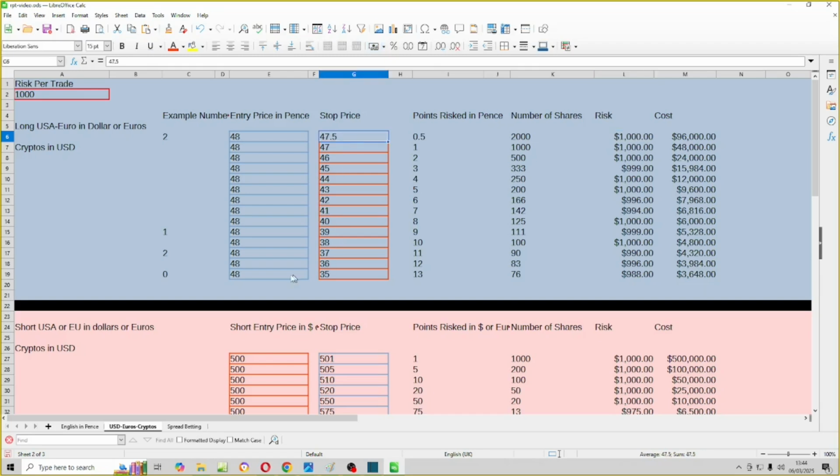So if this was a really volatile crypto, so 28 points trailing stop, you could only buy 35, $1,680 worth, but you're still risking the same. Whereas if your stop was 47.5, you can buy $96,000 worth. And you can see these numbers getting smaller and smaller as the stop distance gets further and further away. So this is called trade risk sizing or position sizing.